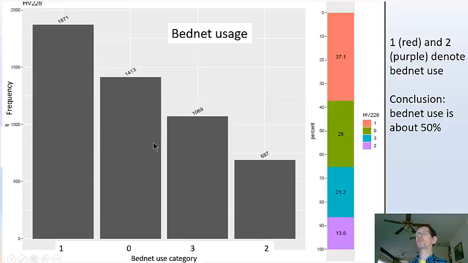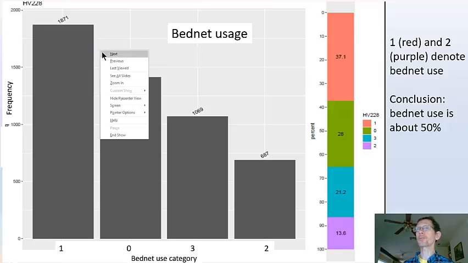So here we have actual BedNet usage. These are the four categories. 1 denotes partial usage, 2 denotes full usage, 0 denotes they don't have a BedNet, and 3 denotes that they have a net but they're not using it. So you can see that the red and the purple denote BedNet usage, and the green and the blue denote no usage. So you can see the relative sizes. So most people have partial BedNet usage.